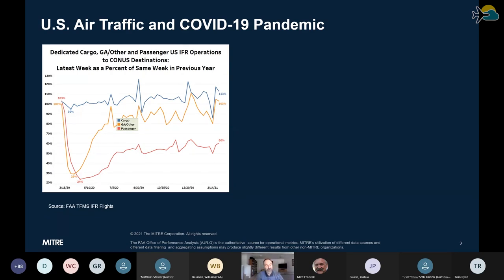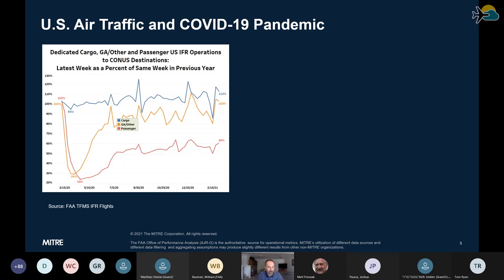So last time when I briefed you, I was giving you statistics through about August, maybe a little bit of September, and now I'm going to carry them through into February and March. So first off, U.S. air traffic and the pandemic. What you're looking at here is the dedicated cargo, GA, and passenger IFR operations in the U.S. to and within CONUS and its destinations. And this is the latest week as a percent of the same week of last year.